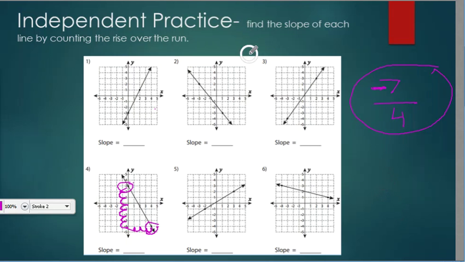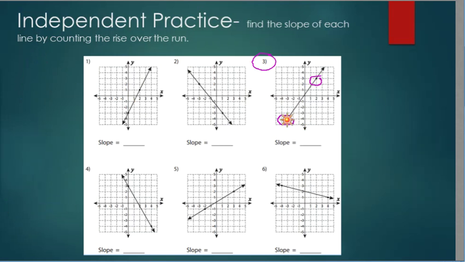Let's do number 3 together. Okay, so for number 3, let's find our 2 points that they've picked for you. When you're doing this, you can actually pick any 2 points that you want, but let's go ahead and use the ones that have already been picked. So we have a point at negative 3, negative 4, and we have a point at 2, 3.